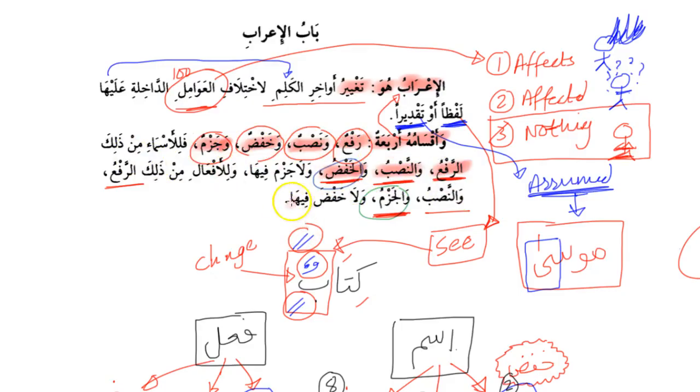Now don't ask me why I know this, because it's going to take a long time to explain it, and that's why you're doing the course. Rafa state, rafa state, rafa state. Okay, all these words are in the rafa state. Now let me show you the nasab state. So nasab state, taqdeeran nasab state, lafzan nasab state, la jazma nasab state, la khafta nasab state.